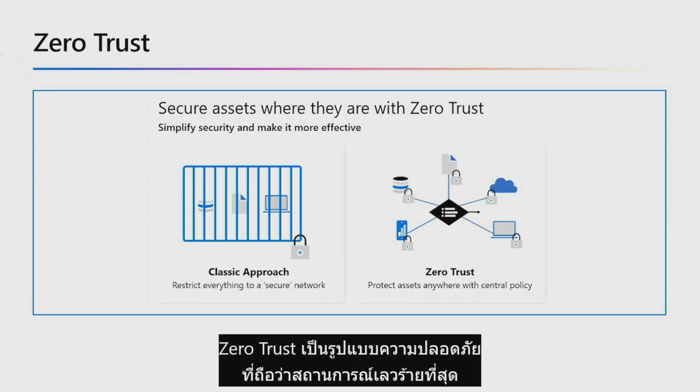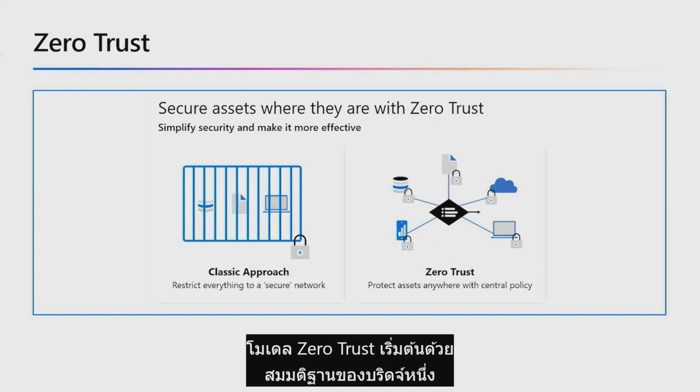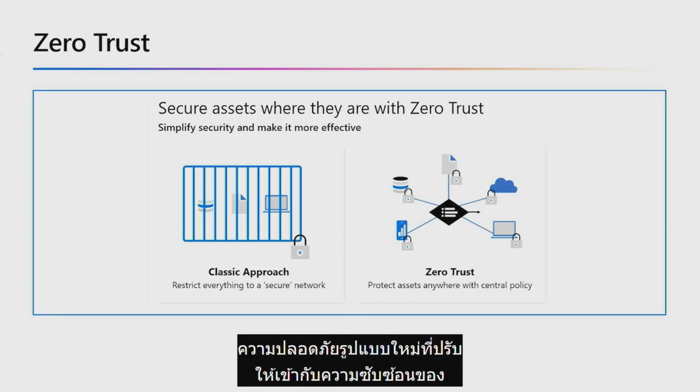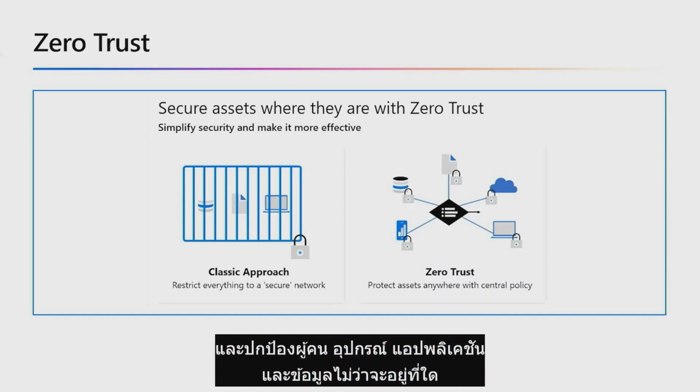Zero Trust is a security model that assumes the worst-case scenarios and protects resources accordingly. The Zero Trust model starts with the assumption of a breach, and every request is checked as if it were coming from an untrusted network. Today, organizations need a new security model that effectively adapts to the complexities of the modern environment, supports workforce mobility, and protects people, devices, applications, and data wherever they are.